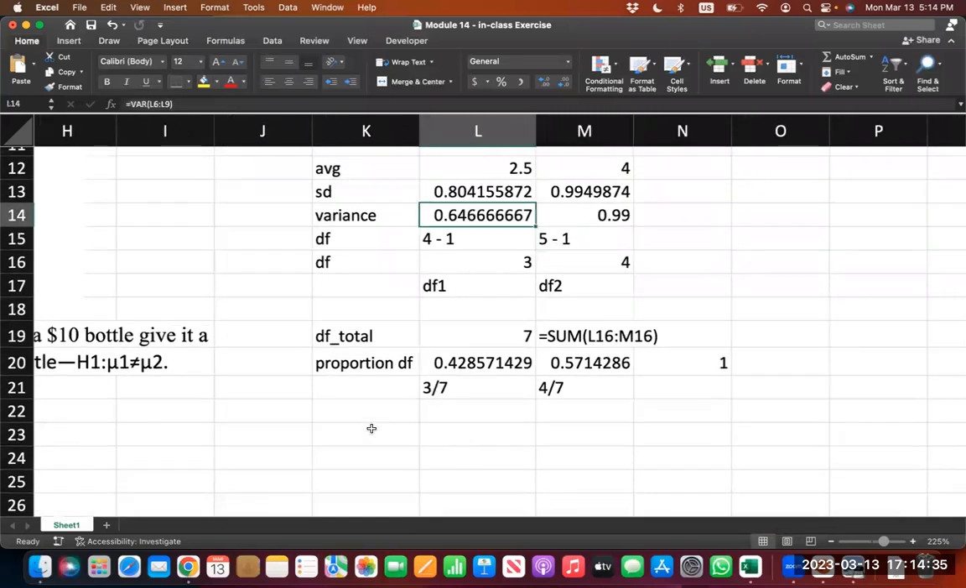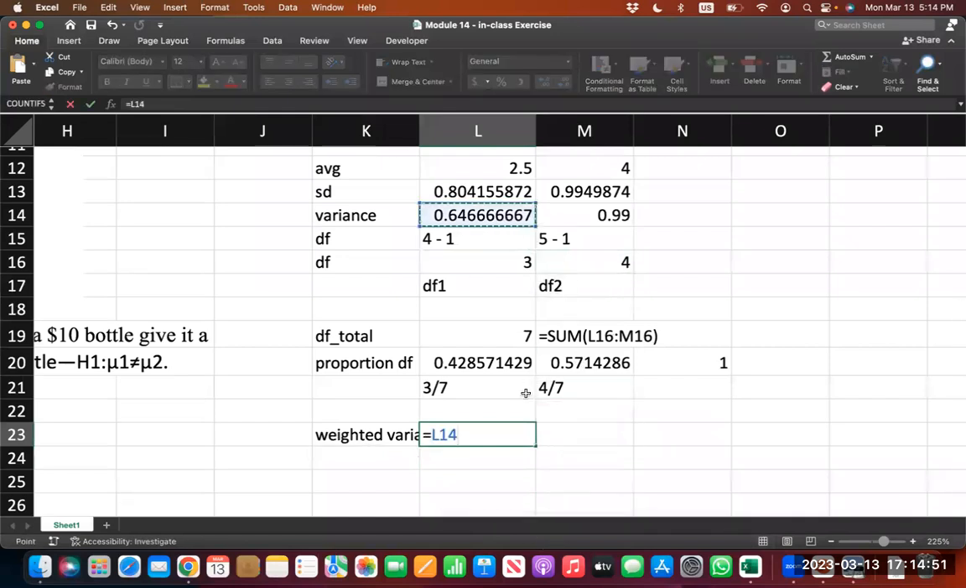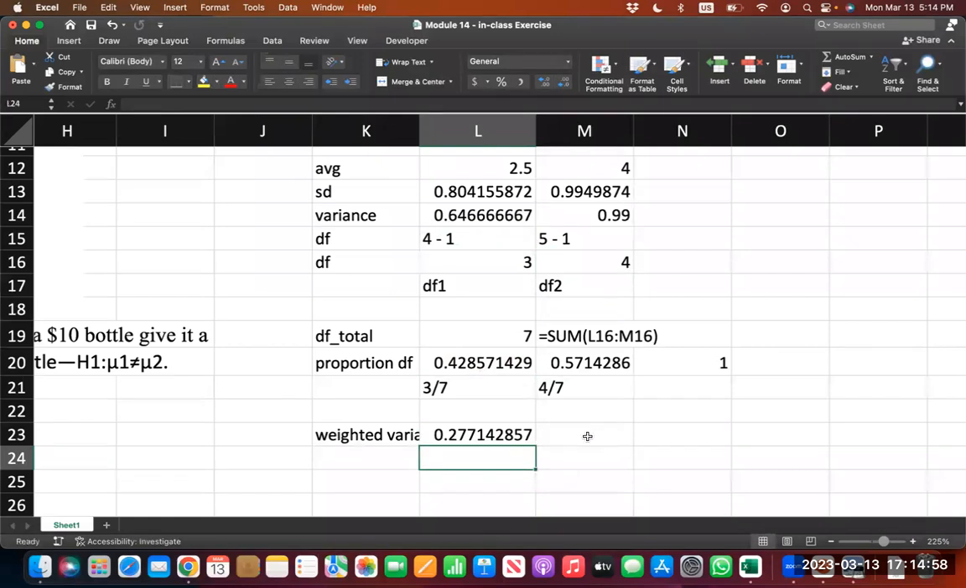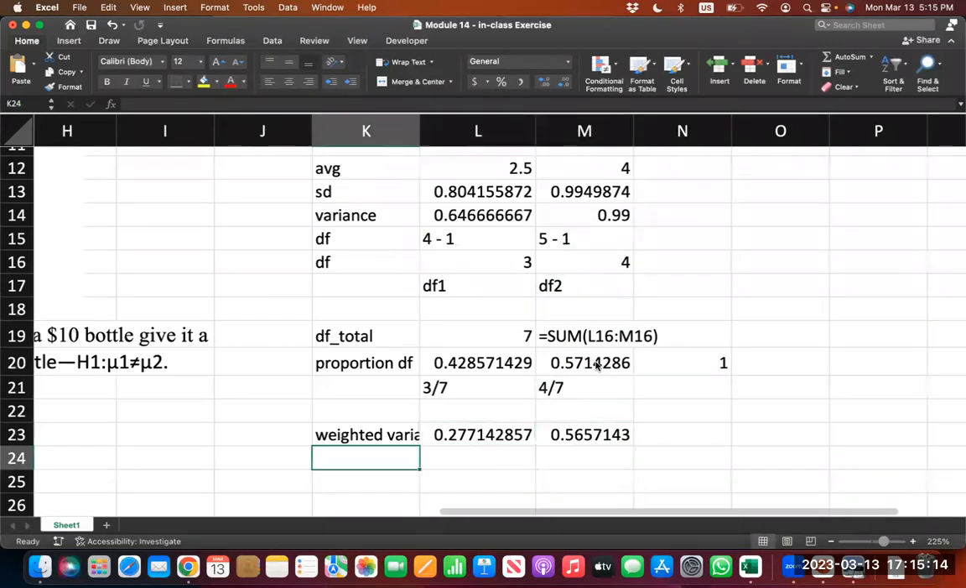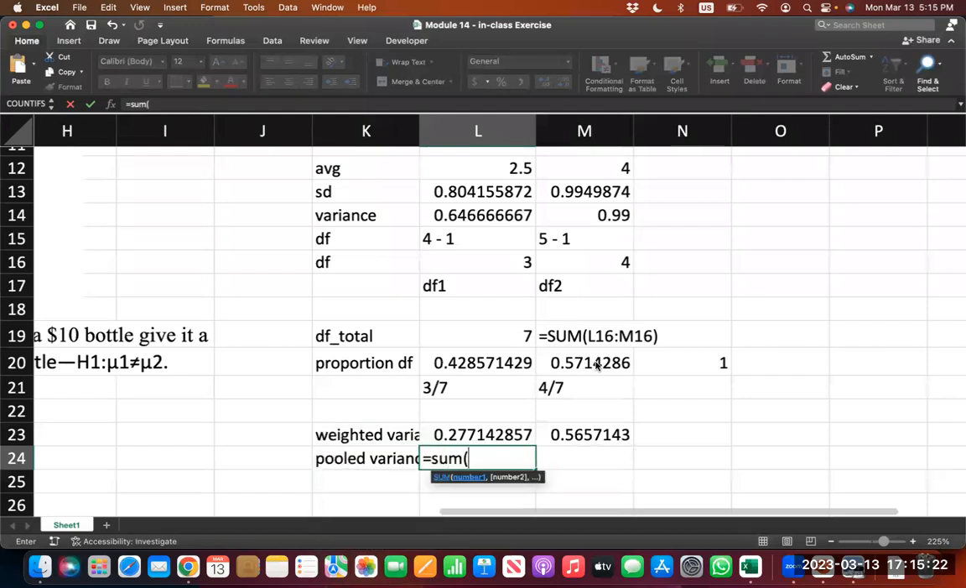So we're calculating now the weighted variance. We calculate this by taking our variance of 0.65 and multiplying it by our proportion, that's 0.27 or 0.28. Now doing the same for the weighted variance of sample 2, multiplying it by our proportion of 0.57 gets us this weighted variance. So now from the weighted variance, we get to the pooled variance. We're calculating the sum of these two. The pooled variance is 0.84.